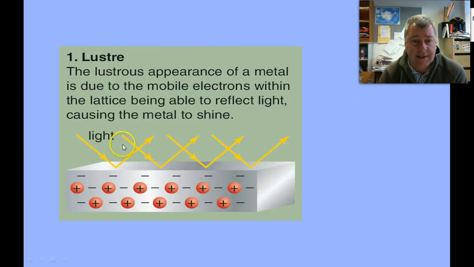So, first property is luster. Here are our cations, here are our delocalized electrons whizzing around in our metal. Why does a metal have a lustrous appearance, or a luster? It's because the light is reflected off these delocalized electrons. These mobile electrons actually bounce off the light in the form of photons. It's an interaction that is way beyond the physical science understanding, but that's just how it works. So it does explain the luster.